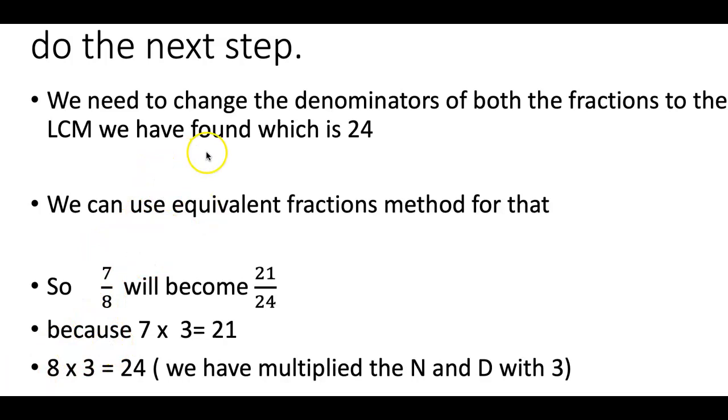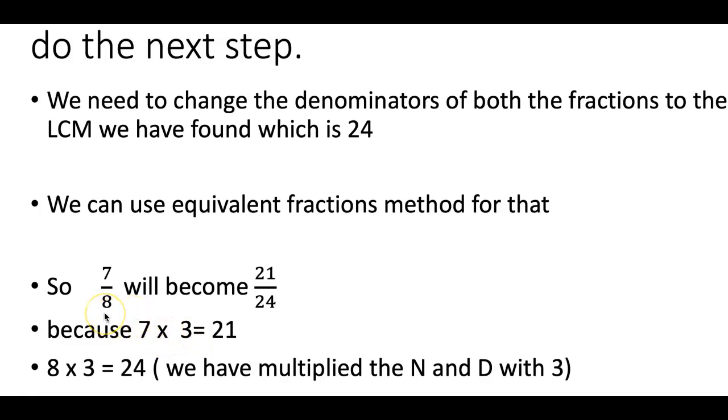So after finding LCM, which is 24, we need to change the denominators of both the fractions to LCM we have found, which again is 24. So we can use equivalent fractions method for that. So our first fraction, which was 7 out of 8, will become 21 out of 24.